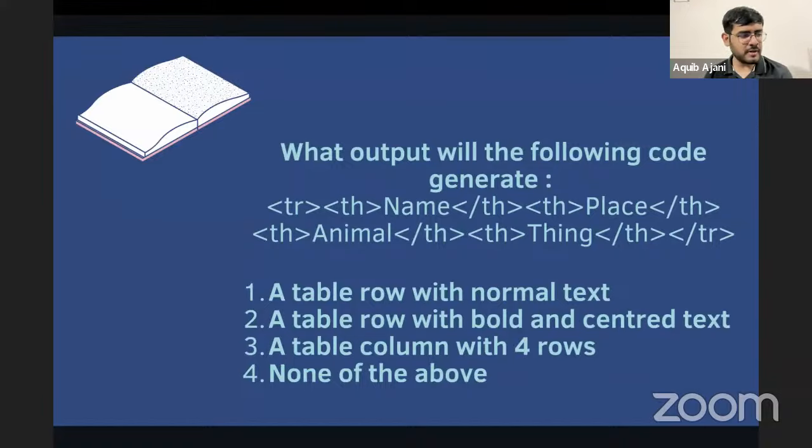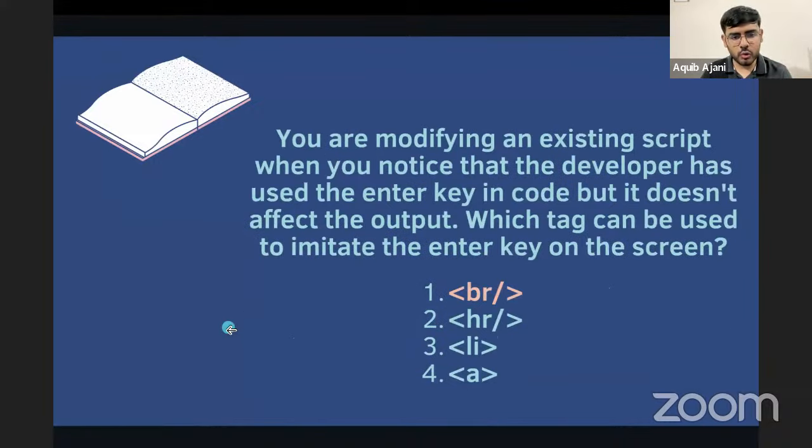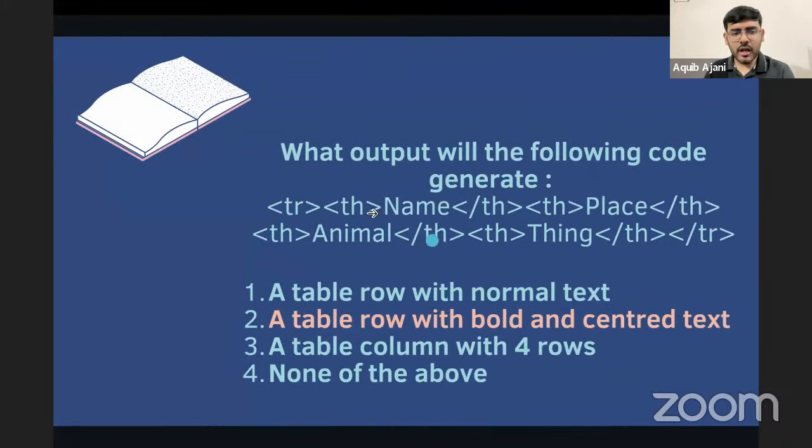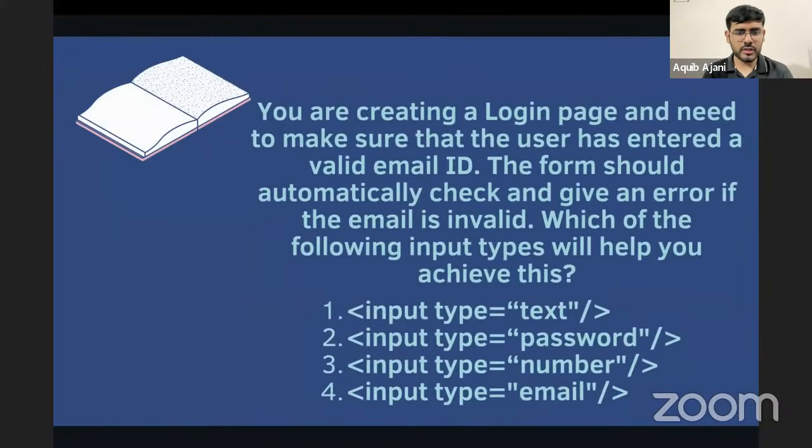Okay, so there seems to be some mismatch here. Some people are saying 2, 3, 1, 4. Basically, all four options have been put in the chat. But the correct answer here is, since we are using TH, TH will be bold and centered. So option 2 is the correct answer here. A table row with bold and centered text. Remember, we are not using TD. If we had used TD, then the first option would be correct. That would be normal text. But since we are using TH, it will be bold and centered. So that is the correct one. Here is the next question. Again, think very carefully and then answer.